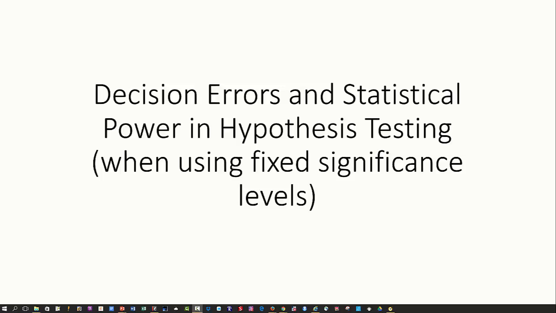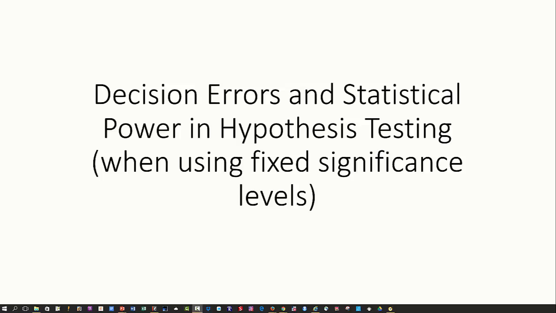This lecture, we're going to look at decision errors in hypothesis testing. That is, when we reject H0, we could either be correct or incorrect. That would be an error if we're incorrect. Or we can fail to reject H0 correctly or incorrectly. And of course, if it's incorrect, you've made an error. And we'll also talk about statistical power in hypothesis testing.